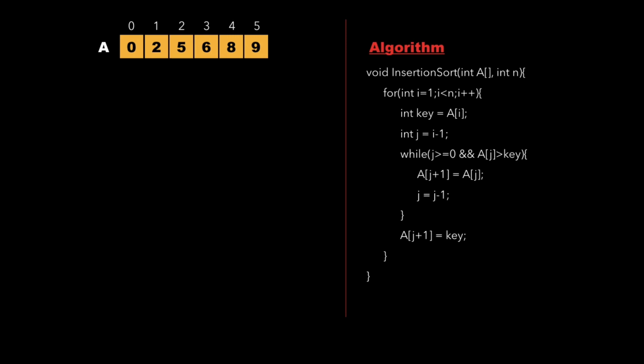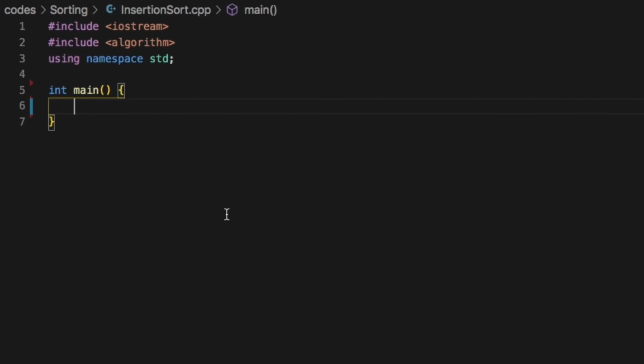So the space complexity of this algorithm is order of 1 since it does not use any extra array. The time complexity of this algorithm is order of n square. Let's begin with the code.